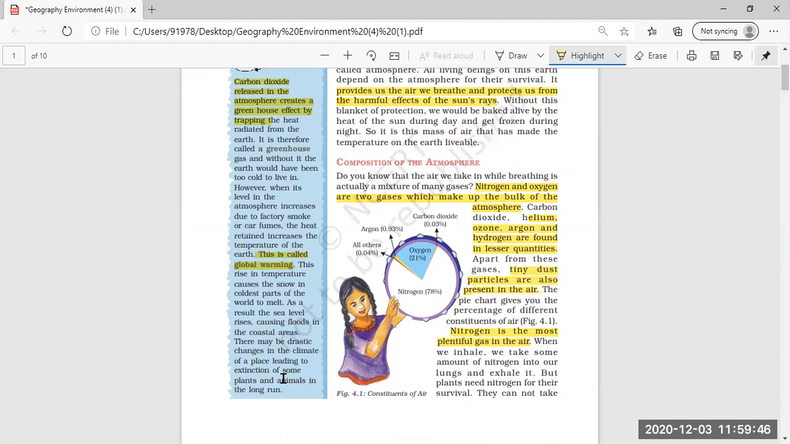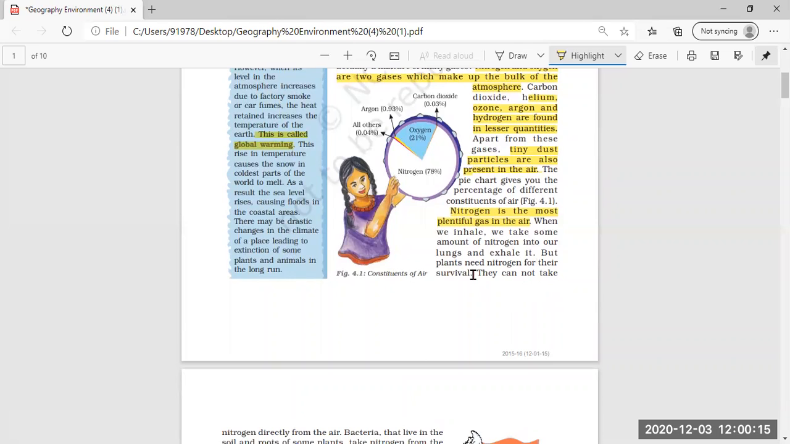That means in future, this global warming might lead to the extinction, the destruction of plant and animal life. It also results in changes in the climatic conditions. So this is the result of global warming.